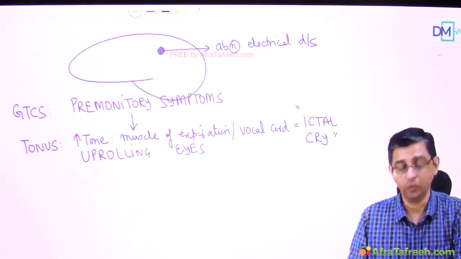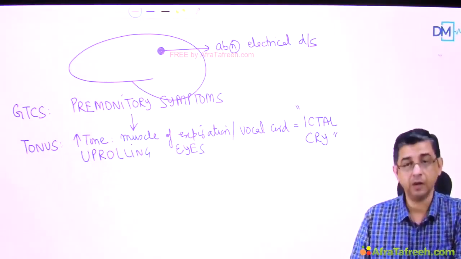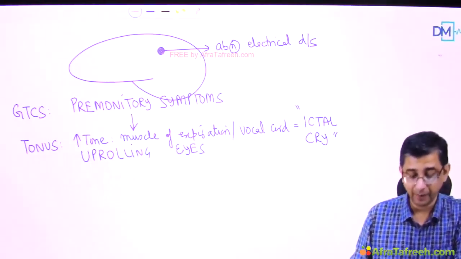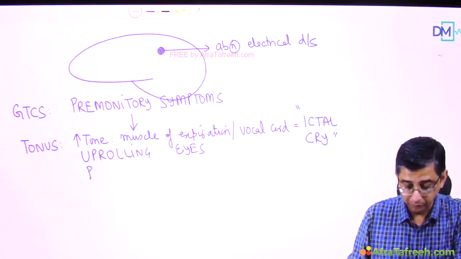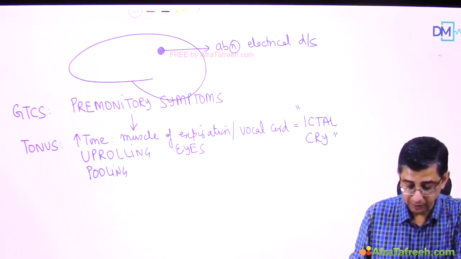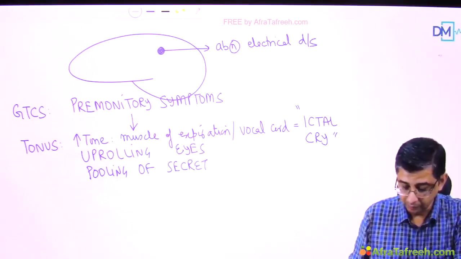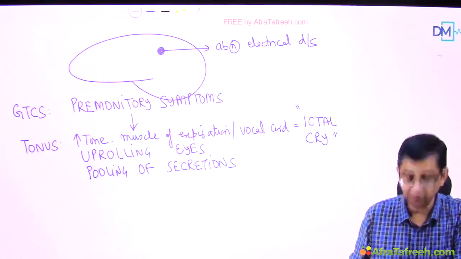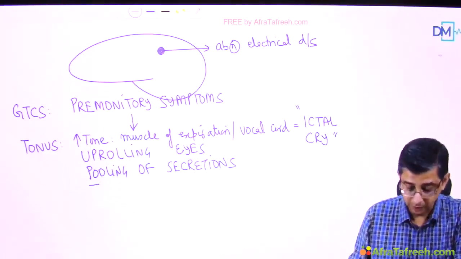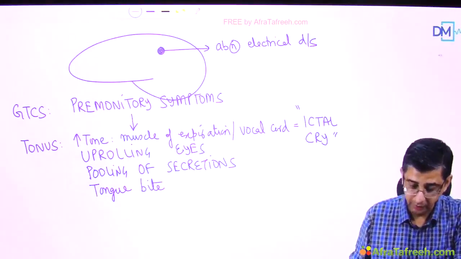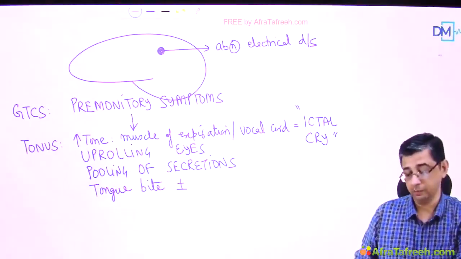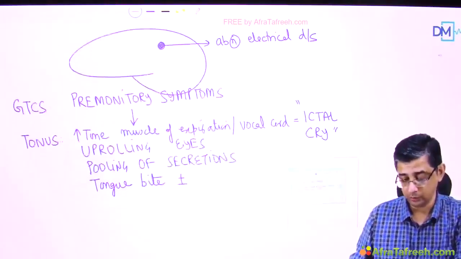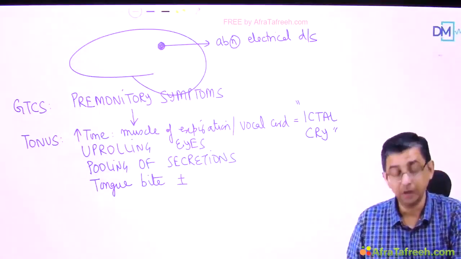Because the friend doesn't know how to react, and the person will be having uprolling of the eyeballs at this point of time. There will be pooling of secretions in the mouth because the person will not be able to swallow his saliva. The tongue will fall backwards and will obstruct the airway. In some cases, during the tonic stage, the person might clench his teeth very tightly. So the tongue might come between the teeth and there might be a tongue bite, which will cause even blood to appear on the corners of the mouth, which will obviously scare his non-medical friend.